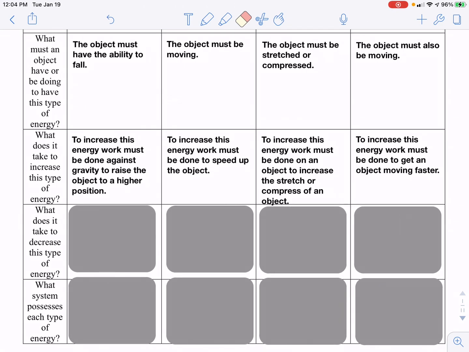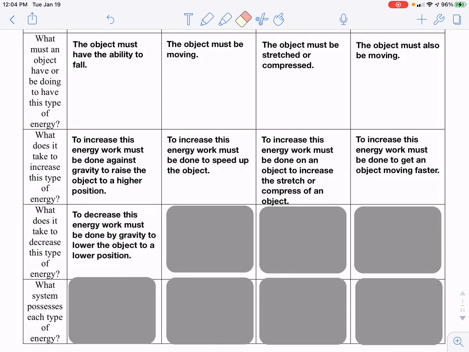What does it take to decrease gravitational potential energy? Well, it's exactly the opposite. To decrease this energy, work must be done by gravity, not against gravity, in order to lower the position of the object. To decrease kinetic energy, work must be done to slow down the object. This would be negative work. One example, of course, would be the work done by friction. Friction opposes motion, and therefore the work done by friction, the negative work done by friction, slows down an object and decreases the kinetic energy.